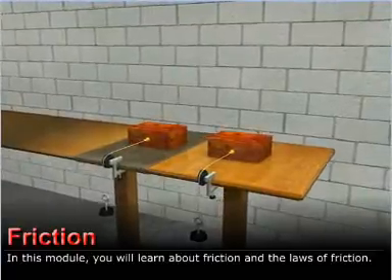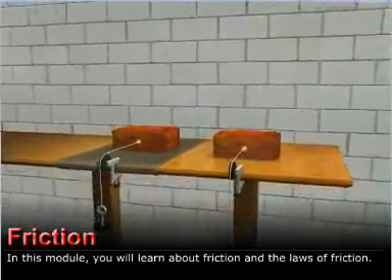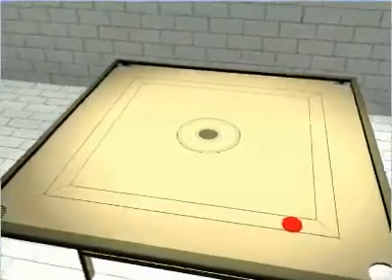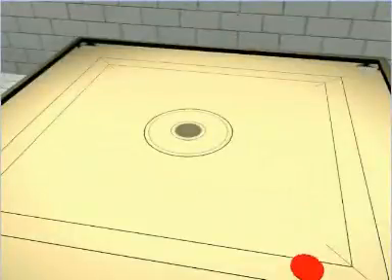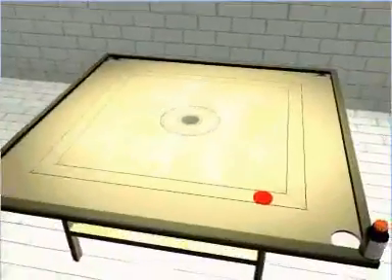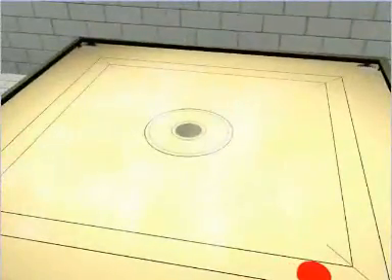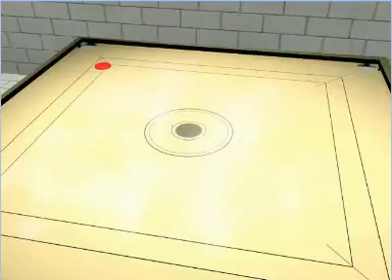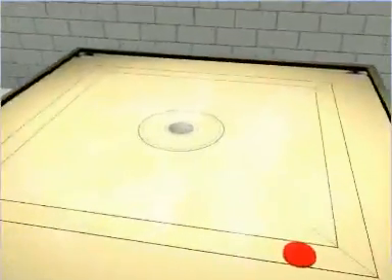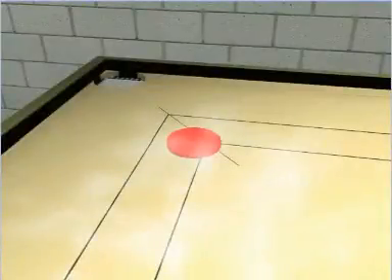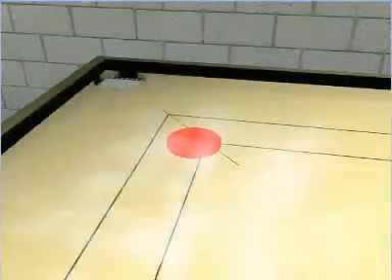Laws of friction. In this module, you will learn about friction and the laws of friction. You must have noticed that when powder is sprinkled on a carom board, the striker runs easily. This is because the powder reduces the force that opposes the motion of the striker on the carom board surface. This resistance to the relative motion between any two solid objects is termed as friction or frictional force.